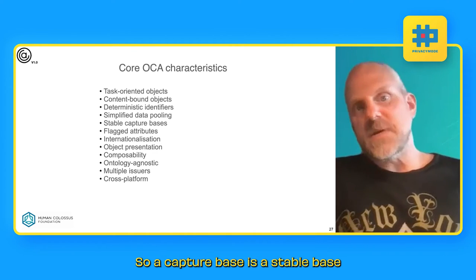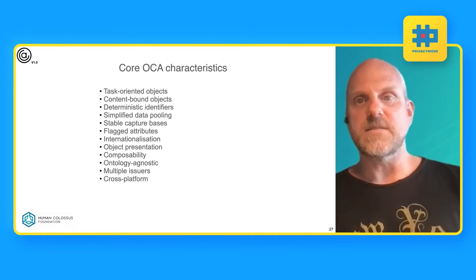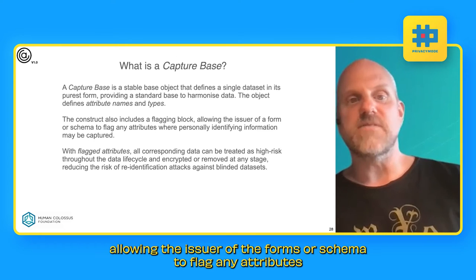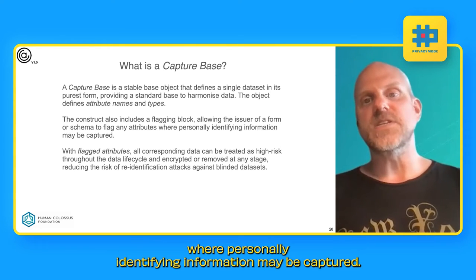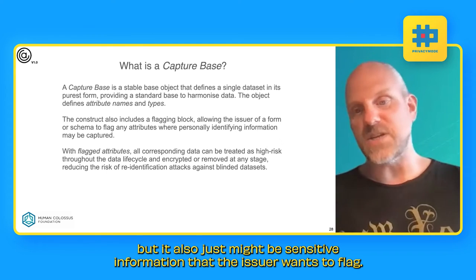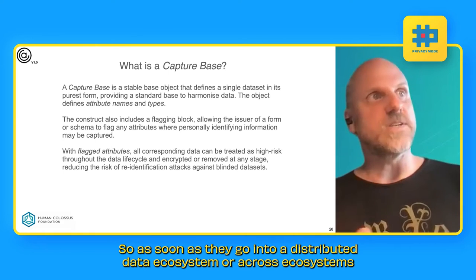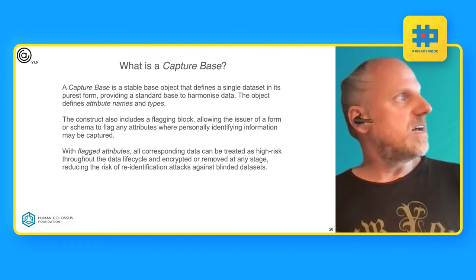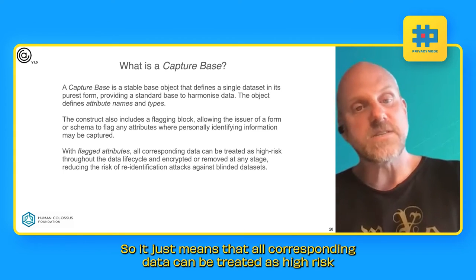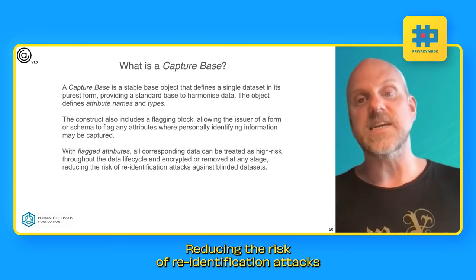So what is a capture base? A capture base is a stable base object that defines a single data set in its purest form, providing a standard base to harmonize data. The object defines attribute names and types. The construct also includes a flagging block, allowing the issuer of a form or schema to flag any attributes where personally identifying information may be captured. It could be PII, but it also might just be sensitive information that the issuer wants to flag, and that's totally fine. We don't say what to do with those flagged objects, but at least they're flagged. So as soon as they go into a distributed data ecosystem or across ecosystems, when it comes to encrypting that information, you know it's already been flagged. All corresponding data can be treated as high risk throughout the data lifecycle and encrypted or removed at any stage, reducing the risk of re-identification attacks against blinded data sets.